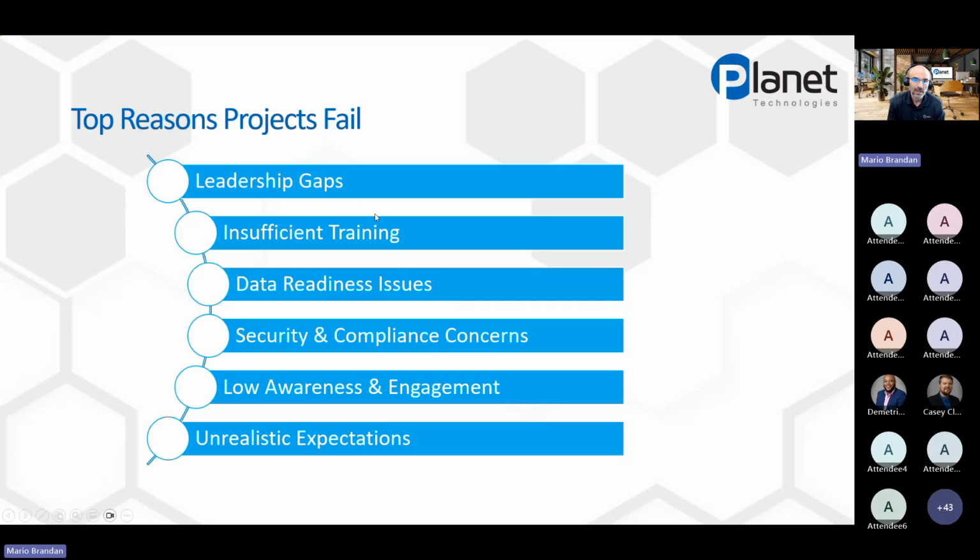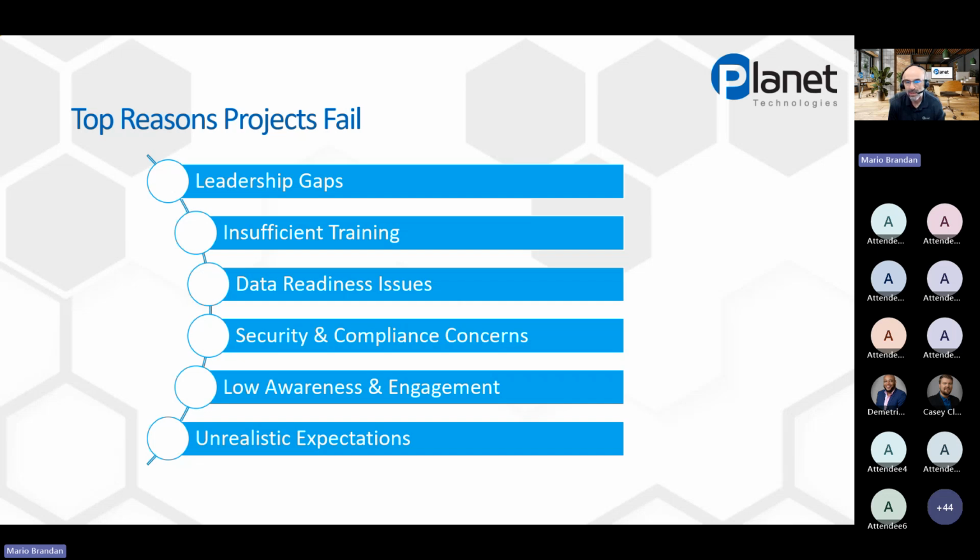We all know that. Insufficient training, that's also pretty obvious. You might think that AI is simply prompting. It is more than that, but we're talking about Copilot, so it largely is prompting. And your users should know how to prompt in a better way to get faster results.